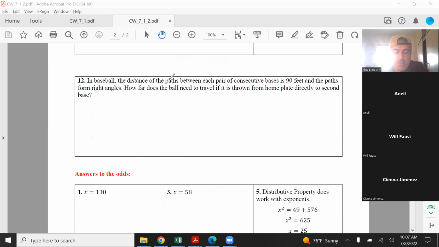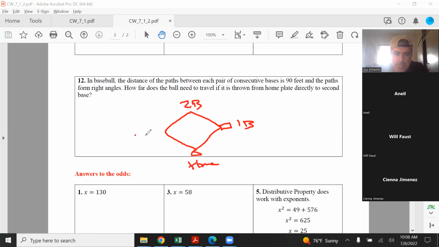Yeah, so this is actually a little more interesting because I know some of you guys play baseball. So 90 feet from home to first base, right? So here's home, here's first base, here's second base, here, of course, here's third base, right? And the pitcher's mound's over here, right? So there's your baseball diamond. So how far does the ball need to travel if it's from home plate to second base?